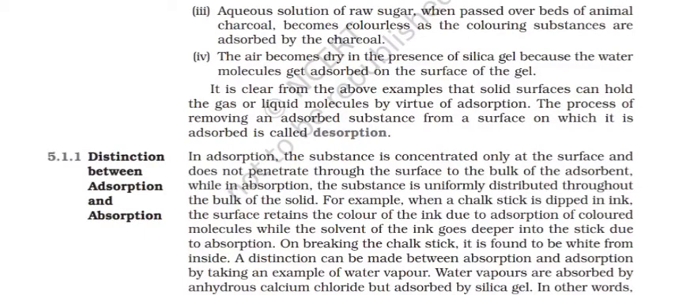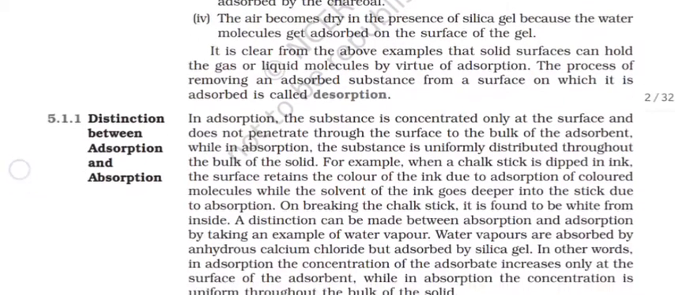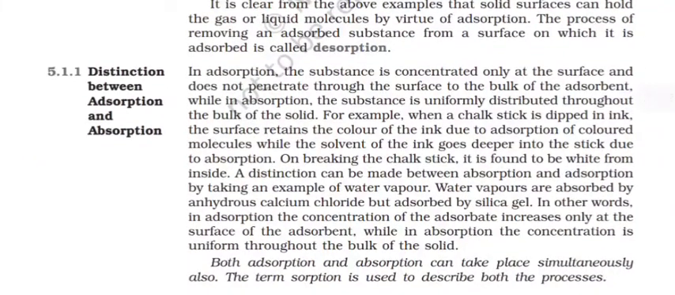Distinction between absorption and adsorption. In adsorption, the substance is concentrated only at the surface and does not penetrate through the surface to the bulk of the adsorbent, while in absorption, the substance is uniformly distributed throughout the bulk of the solid. For example, when a chalk stick is dipped in ink, the surface retains the color of the ink due to adsorption of colored molecules, while the solvent of the ink goes deeper into the stick due to absorption. On breaking the chalk stick, it is found to be white from inside.